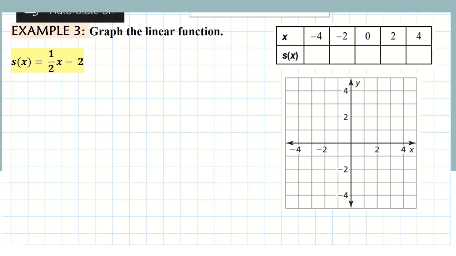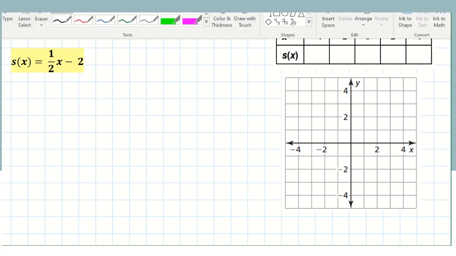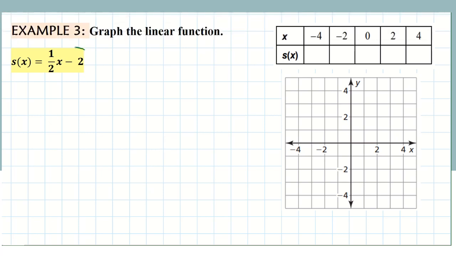So now we're gonna use our prior knowledge to help us graph this rule that we have here. So we're gonna do that with our table. So we're gonna graph using a table. So here is my rule for this function. Our function is called s of x.